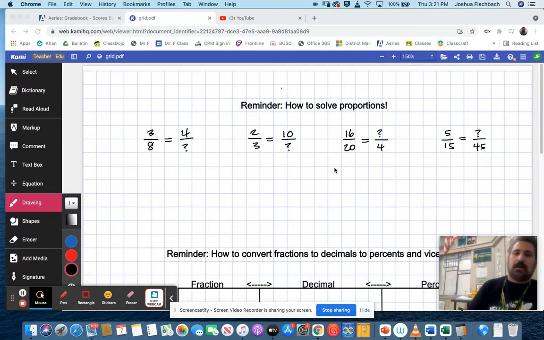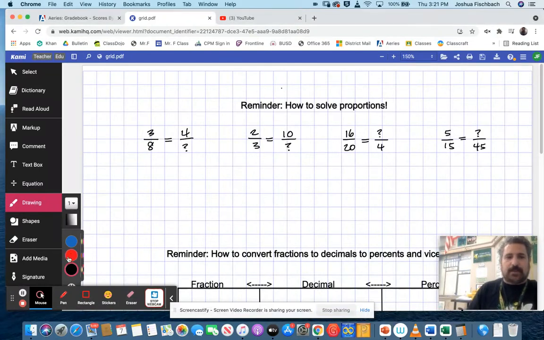This one is kind of a reminder, a review on how to solve proportions and how to convert fractions, decimals, and percents, and vice versa. So let's go over it. If you're solving a proportion, basically you're asking yourself, what would be the mystery value that would make the left and right equal, right?